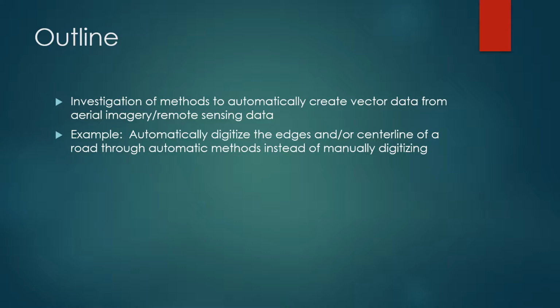One example is automatically digitizing the edges and/or the center line of a road through automatic methods instead of manually digitizing. So the basic concept is that you can take an aerial image that consists of roads, vegetation, or any type of land cover, and rather than performing the tedious task of manually digitizing everything, you can use an automatic process to export the features in a vector format.